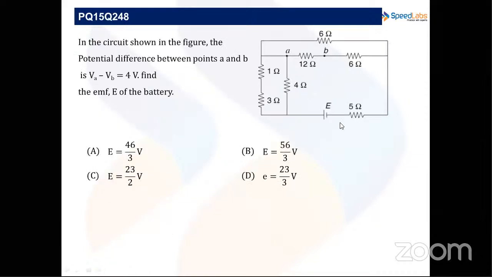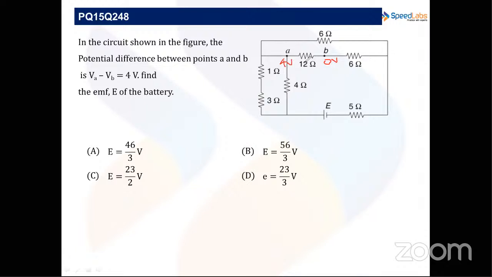This question says that in the circuit shown in the figure, the potential difference between A and B, VA minus VB, is 4 volt. Now find the EMF of the battery. Whenever the difference is 4 volt and VA is higher, assume VB to be 0. This point is 0 volt and this point is 4 volt. And all we need to find is the EMF of the battery.